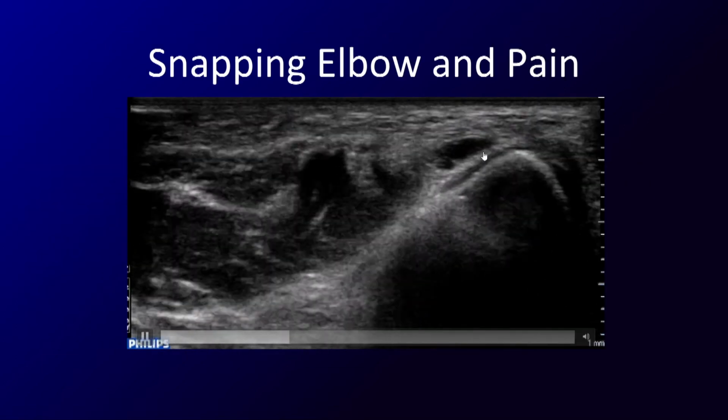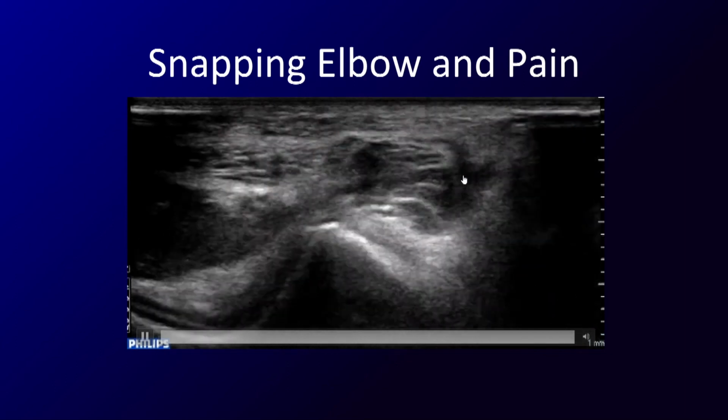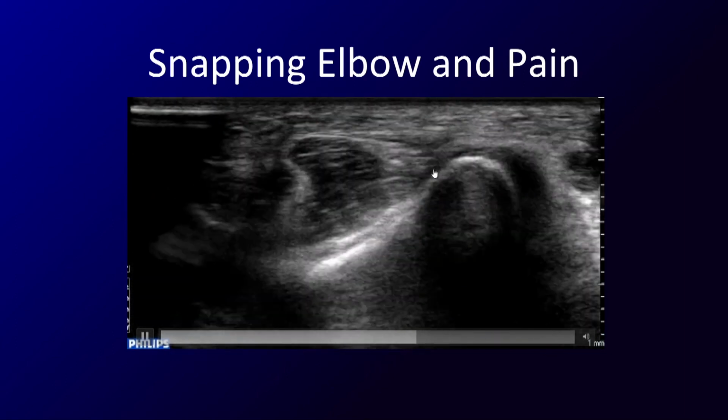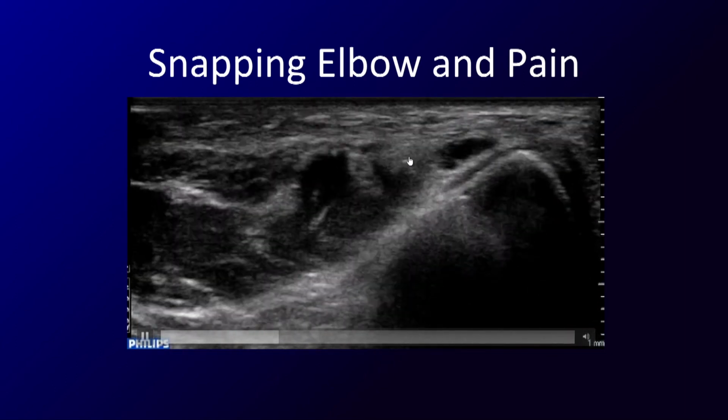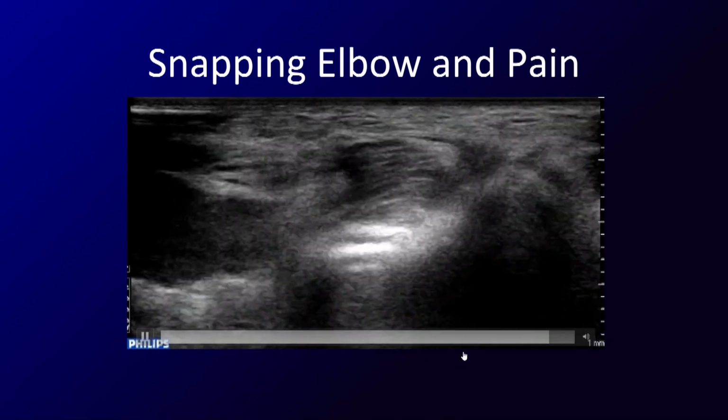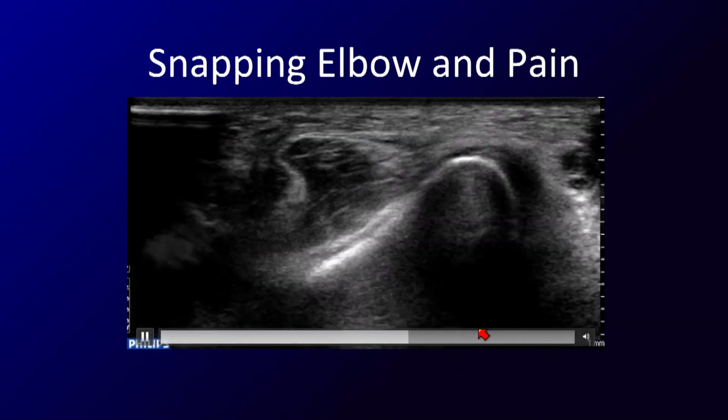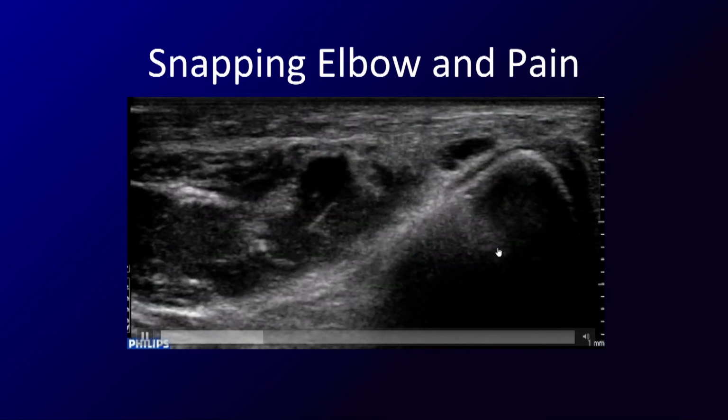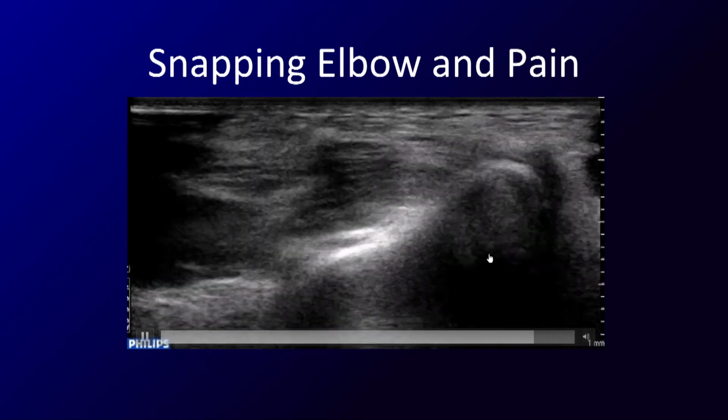Just taking from earlier, here's that ulnar nerve snapping over the medial epicondyle. But if you look closely, there is a second snapping structure right here, which is the medial triceps. So again, something important to look for when you're looking at a snapping elbow, but also for an ulnar neuropathy.